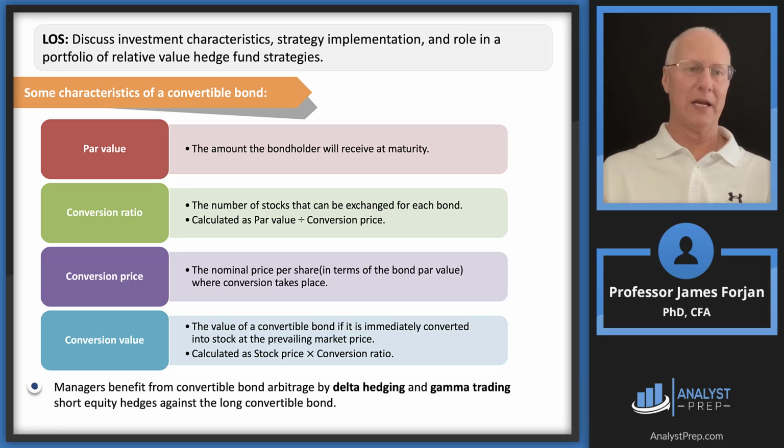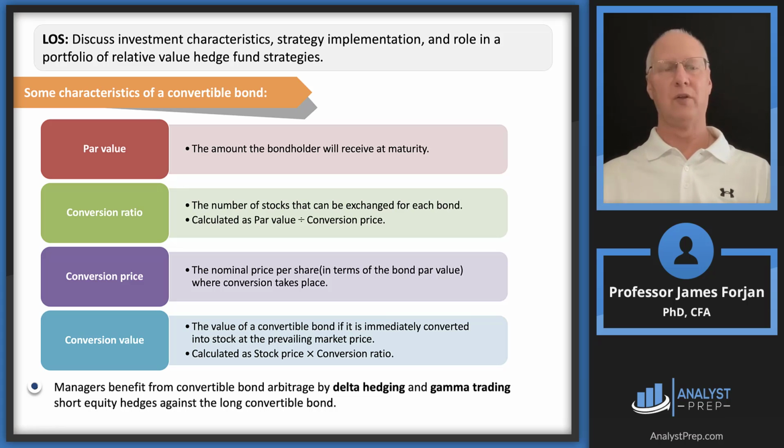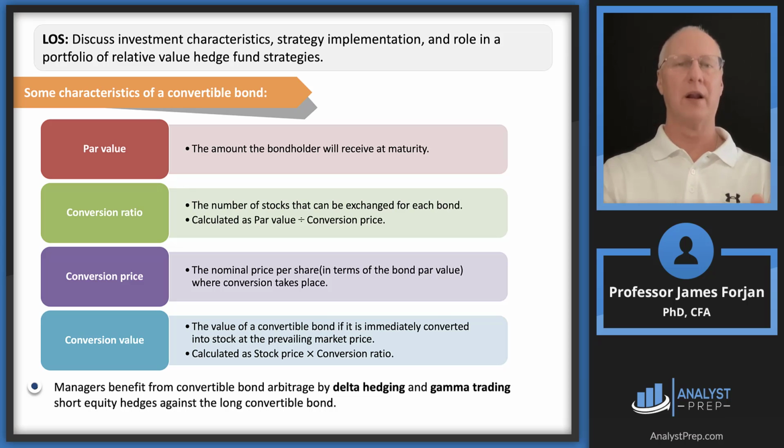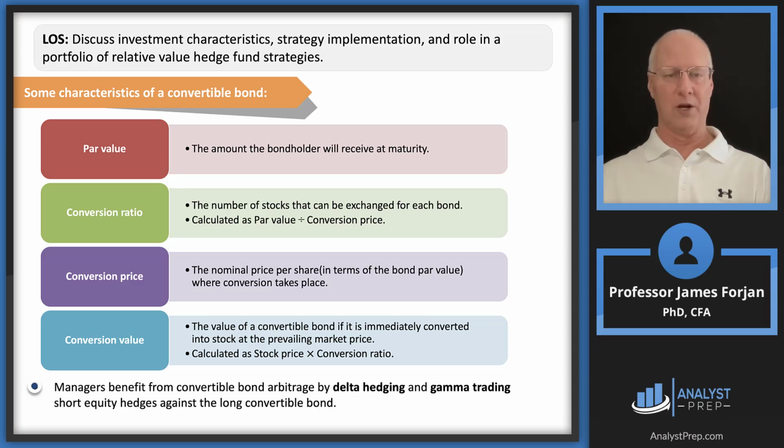So we did this, I think, back in level 1. There's a conversion ratio, there's a conversion price, there's a conversion value. And so think about it like this. Suppose you have a bond that sells at par value for 100.